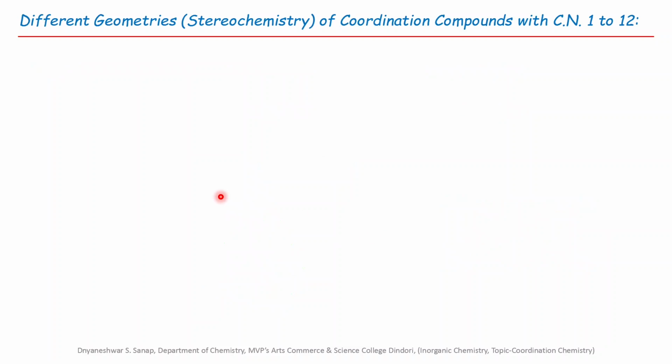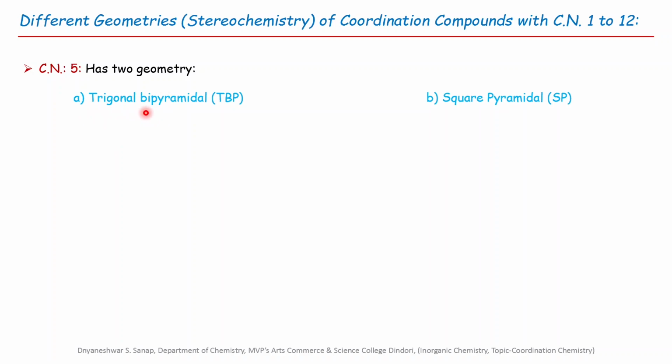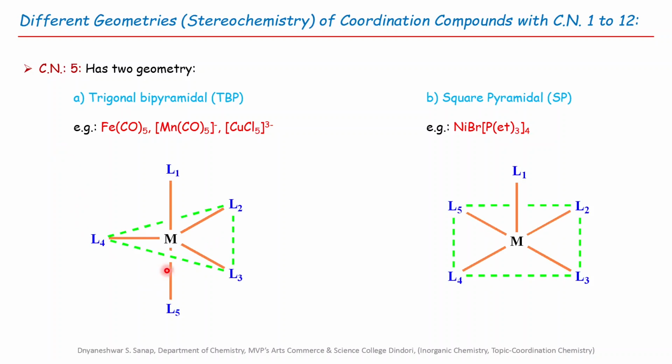The next coordination number is coordination number 5. Basically, coordination number 5 has two types of geometry. The first one is trigonal bipyramidal geometry, that is TBP, and the second one is square pyramidal geometry, that is SP. Examples for trigonal bipyramidal geometry are Fe(CO)5, Mn(CO)5- and CuCl5 3-. Similarly, the basic structure or stereochemistry for coordination number 5, trigonal bipyramidal as well as square pyramidal, is like this.